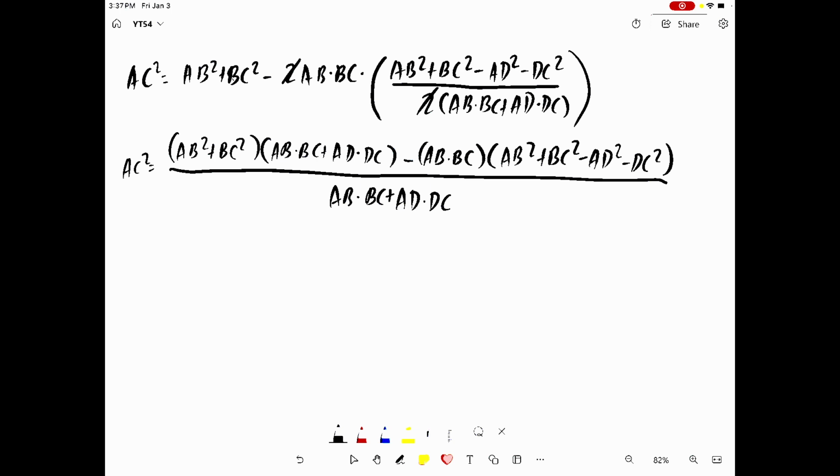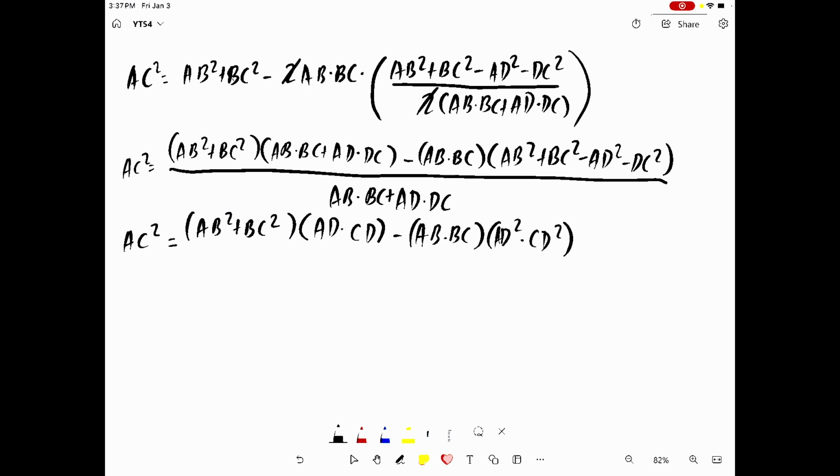So what happens is when you distribute everything, that both cancels out. So that leaves us with AC squared is equal to AB squared plus BC squared times AD times CD minus AB times BC into AD squared times CD squared, and all of that divided by AB times BC plus AD times DC. So what we have here is an equation. It's pretty good, actually. We're on our way to proving the theorem.